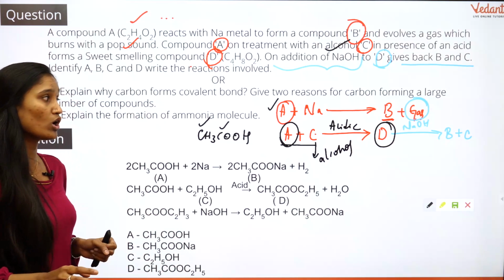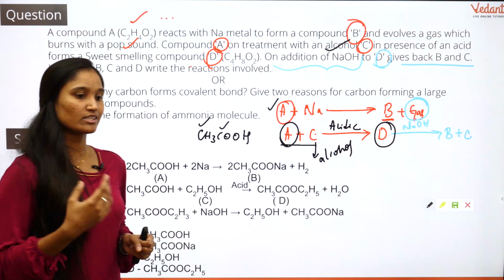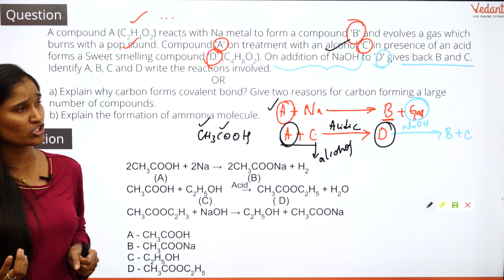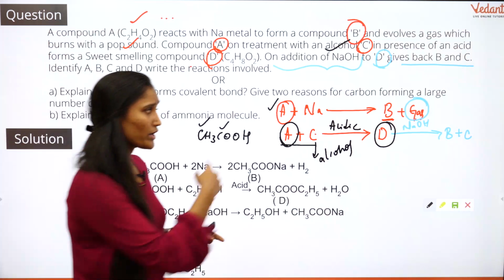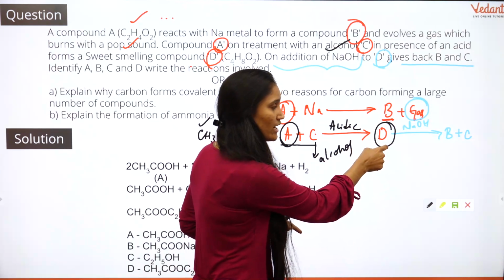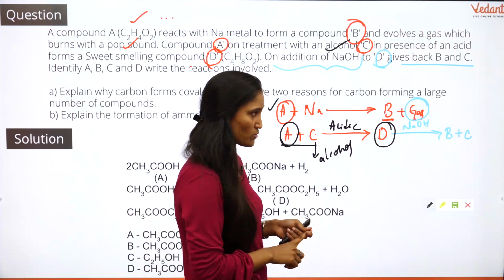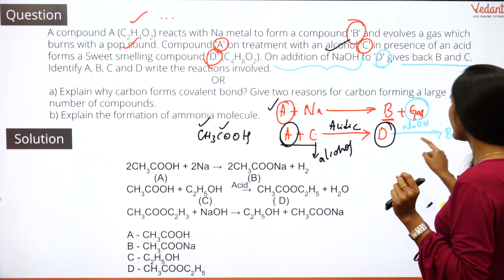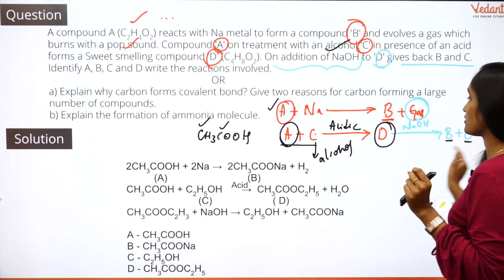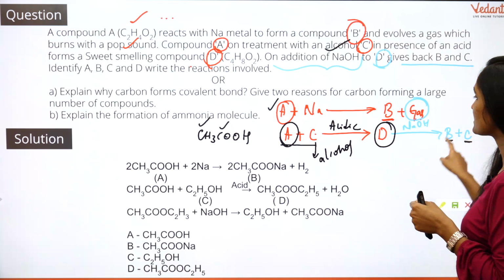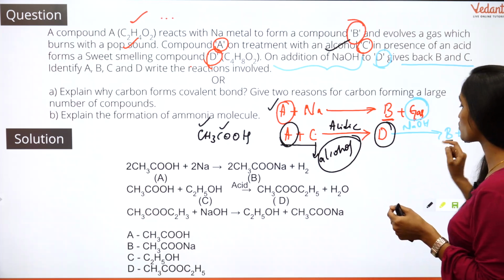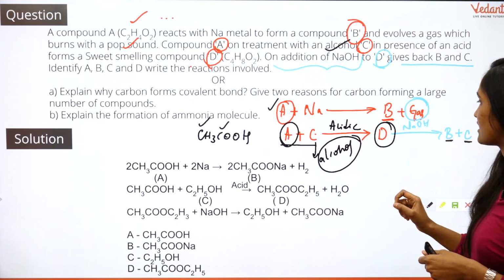But which alcohol could this be? Could this be ethanol or methanol or which alcohol? It could be anything, isn't it? But then look at the continuation. When you take this ester which is being formed and hydrolyze it in presence of NaOH, it gives you back B and C. So what is C? C is the alcohol that you are getting. And what is B over here?